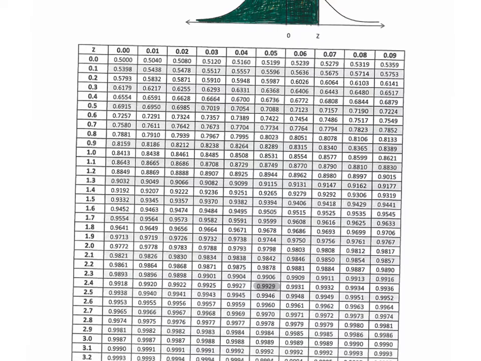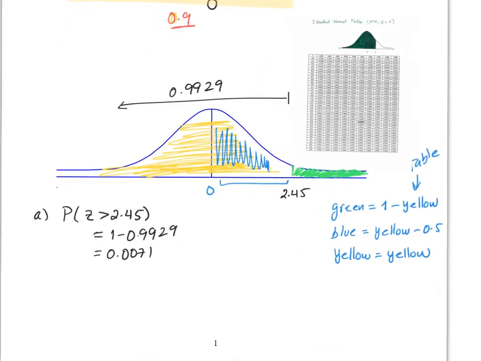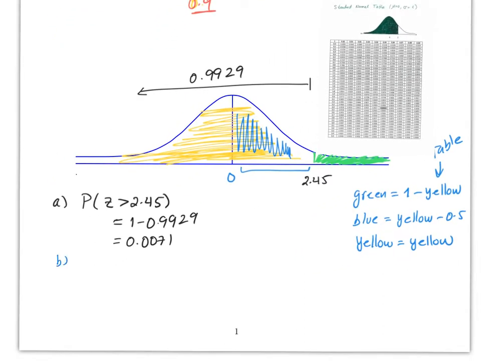So therefore, the yellow area, which will be the area from here to here, is going to be 0.9929. But remember, that's not what you want. What you want is the green area. So therefore, this will be 1 minus 0.9929, which is equal to 0.0071. And that's it. Let's say that instead the question was, what is the probability that z is less than 2.45?